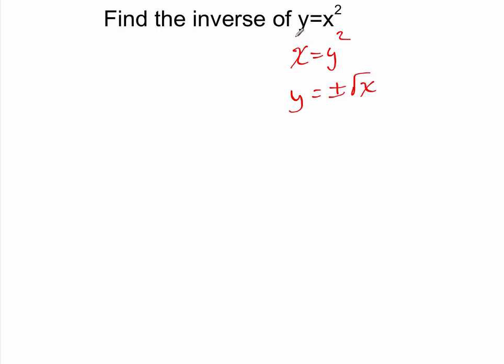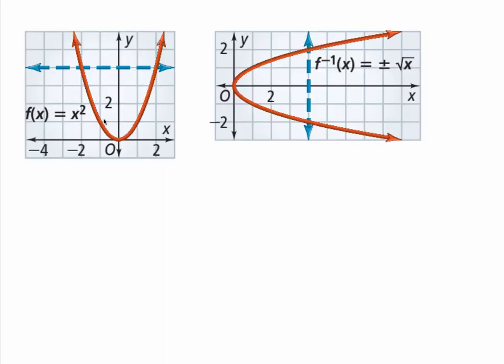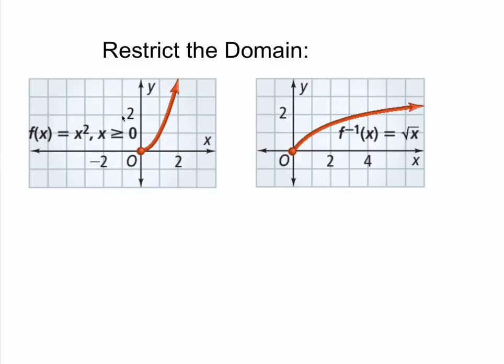But we know that we're going to have to somehow restrict our domain in order to have this be a function. So when you have a quadratic, it fails the horizontal line test. Therefore, the inverse will not be a function. To get around this, we simply restrict the domain. So when I'm trying to find the inverse of y equals x squared, I just restrict the domain to x being positive, and then the inverse is a function, and it's equal to the square root of x.